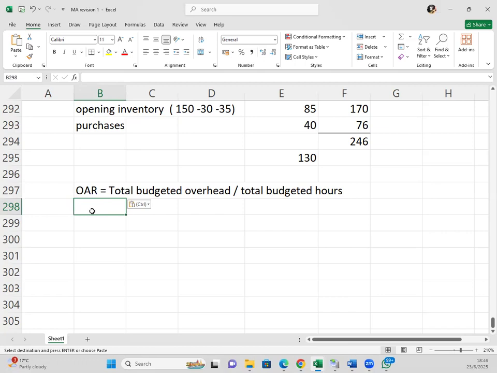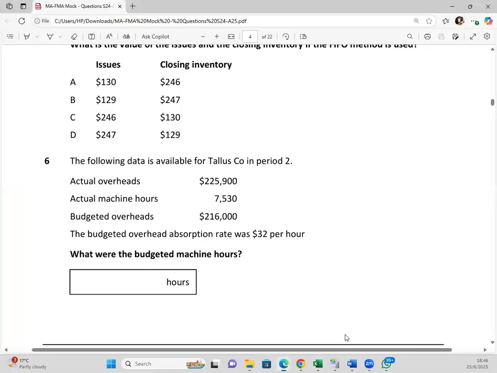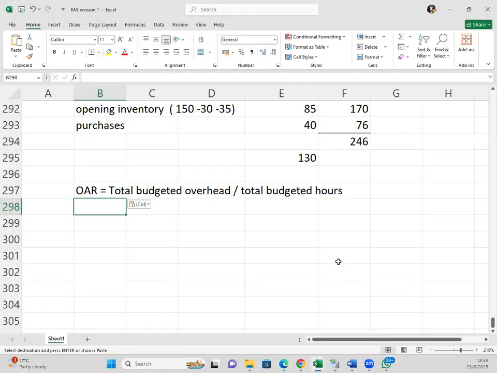If you did your maths well, you can just substitute from here. So let's go to the question and see again, what is it that they are looking for? The question is asking, what were the budgeted machine hours? Not the actual, we want the budgeted machine hours. They've given you the overhead absorption rate and the budgeted overheads. Going to my formula, they've given you the budgeted overhead, and we have it here. They've given you the OAR, and we have it here. So we can easily work this out because the overhead absorption rate is given. I think it is 32.